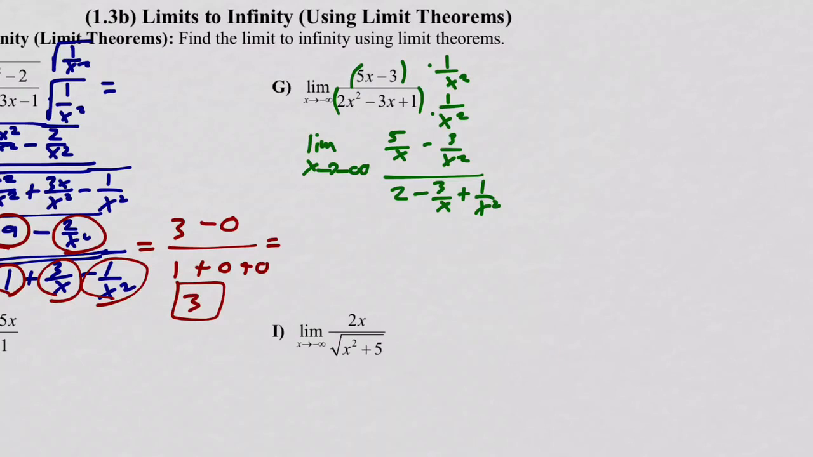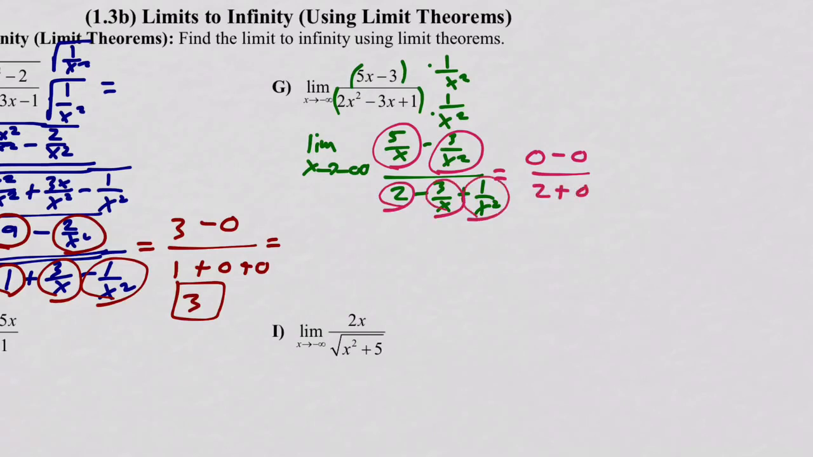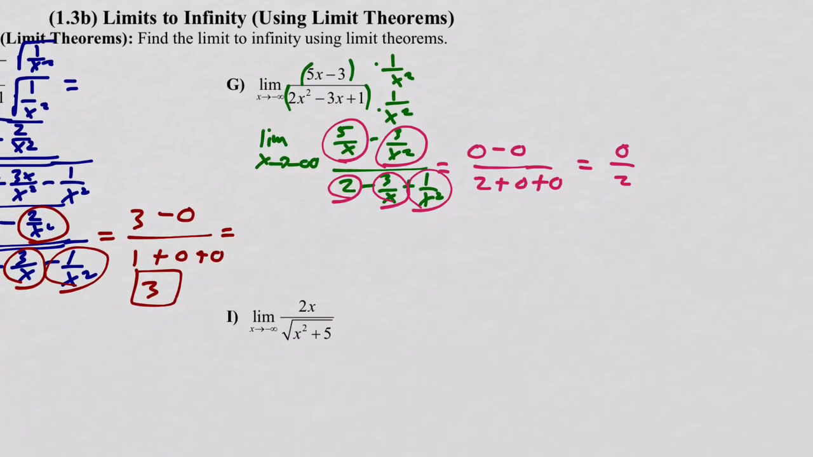We're going to take the limit of each one of those terms. So the limit as x approaches negative infinity of 5 over x is 0. This one will also get us 0. 2, 0, and 0. And so our answer will be 0 over 2, which is 0. That's our limit as we approach negative infinity. If you also look at the horizontal asymptote, 5x over 2x squared also gets a horizontal asymptote of y equals 0.